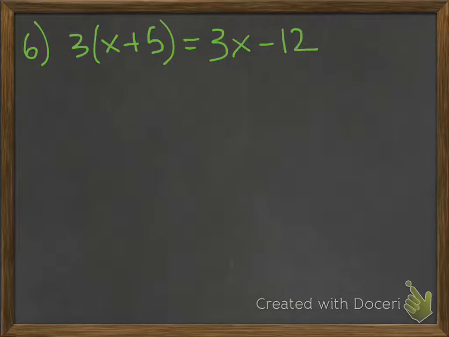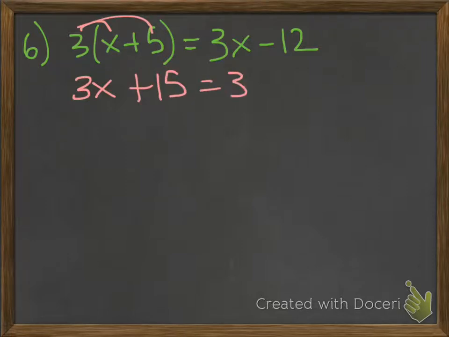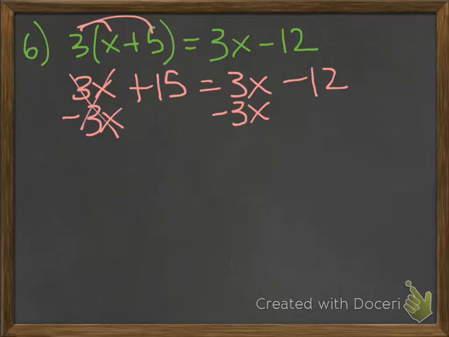Again, we need to distribute before we can get all the terms on the same side. So when we distribute, we're going to get 3x plus 15 equals 3x minus 12. Now perhaps you can see this right now, but in case you can't, let's just go ahead and try to get all our x's on the same side. If I subtract 3x, well 3x minus 3x is 0, so on this side I get 15 equals, 3x minus 3x is 0 over there, so I get negative 12.